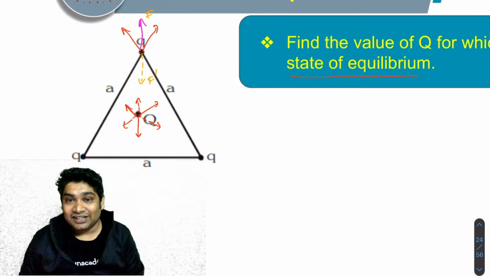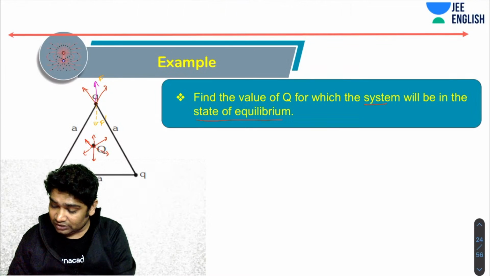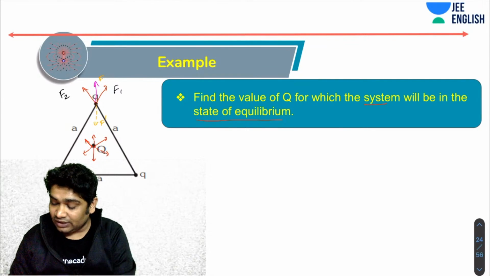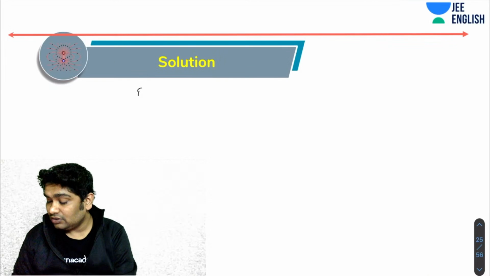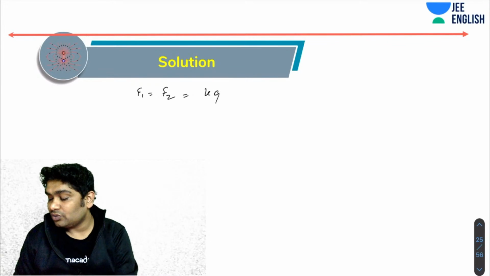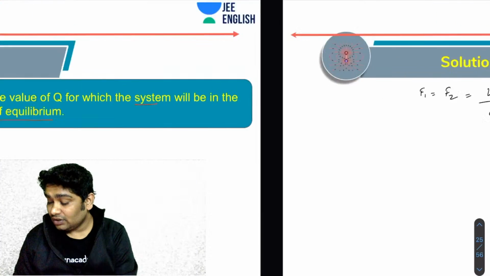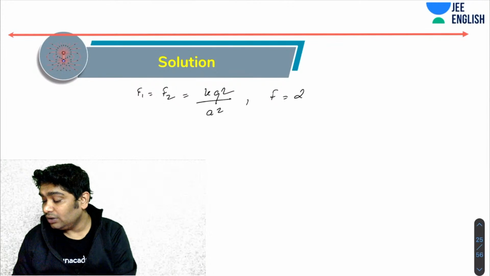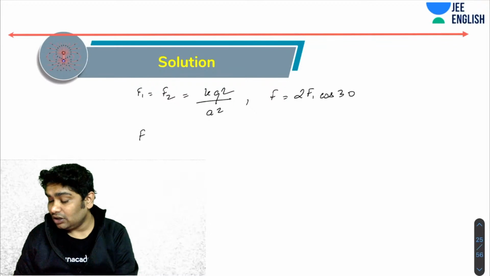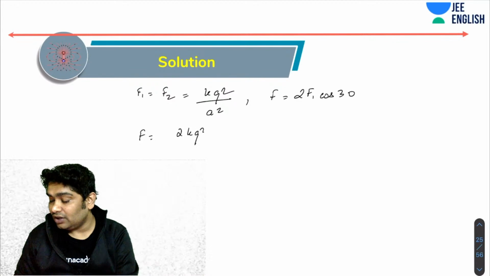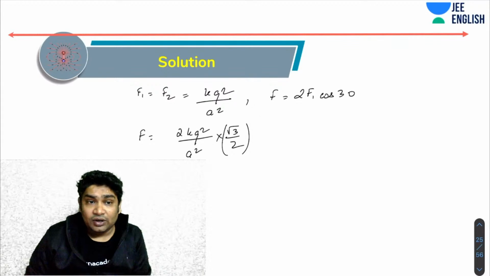So let's calculate the values of these F's. What is the value of my F? This is F1 and this is F2, let's say, and this angle would be 30 and 30. So I know F1 equals F2 equals KQ square over A square. And I can also say F would be equal to 2 F1 cos 30, correct? So F is equal to 2KQ square over A square into root 3 by 2. So I found the value of F.